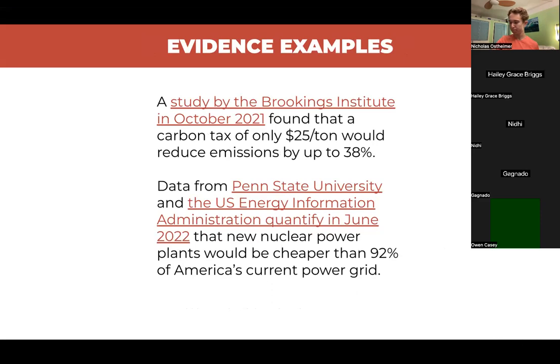A study by the Brookings Institute in October 2021 found that a carbon tax of only $25 per ton would reduce emissions by up to 38%.